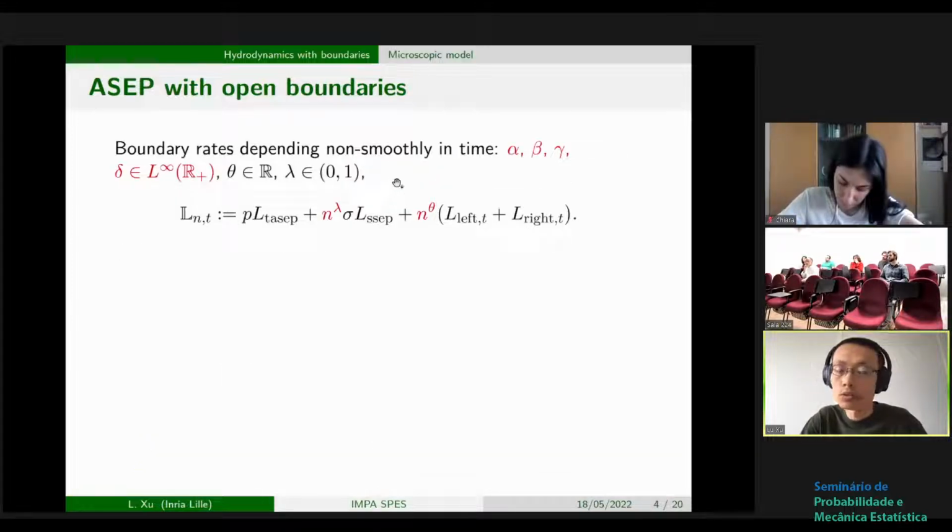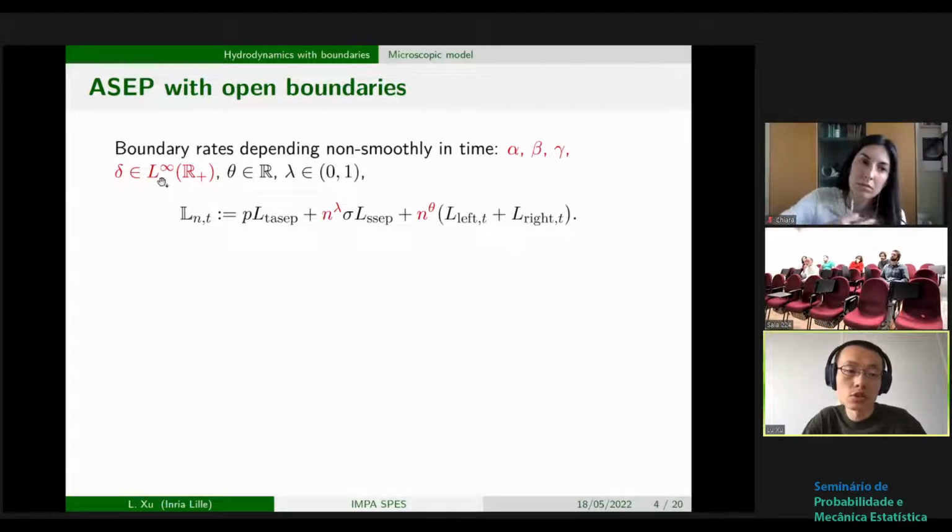And indeed, I want to consider further. As I mentioned before, the nature of the macroscopic equation, the hyperbolic equation, is that the solution can be non-smooth. Then there's no reason to restrict our discussion for the boundary data to be a smooth function of time. So here I want to study the boundary data.